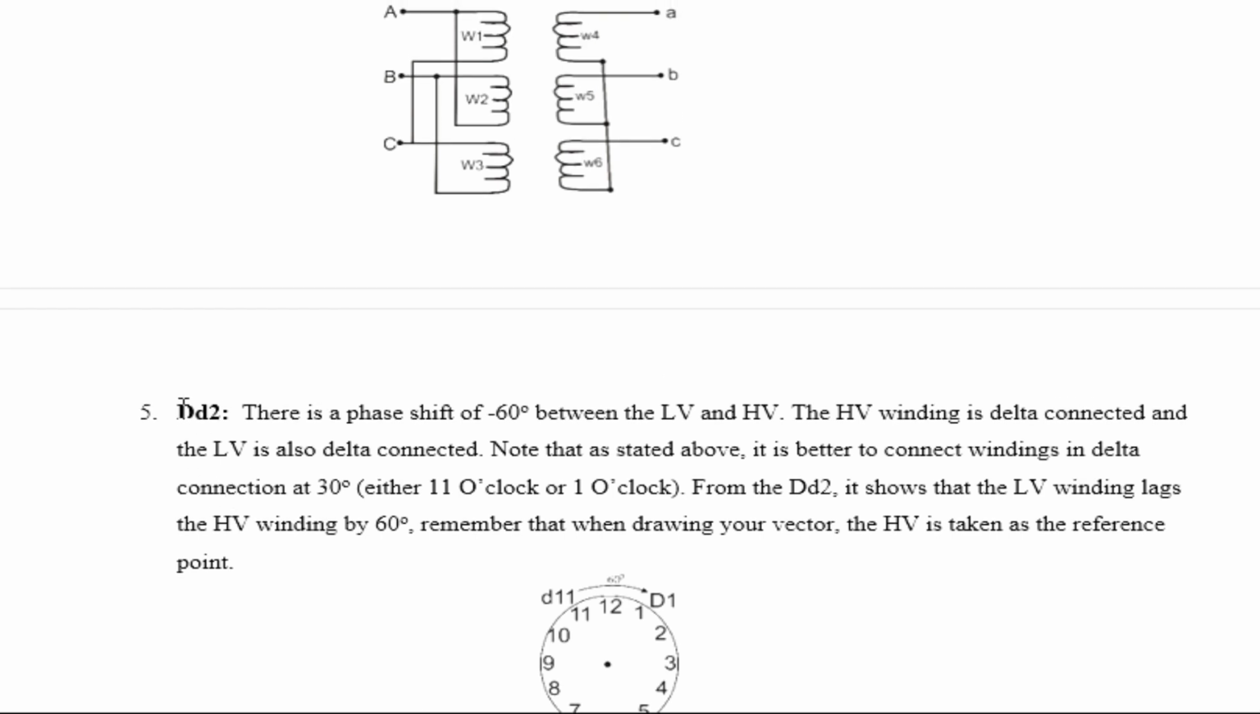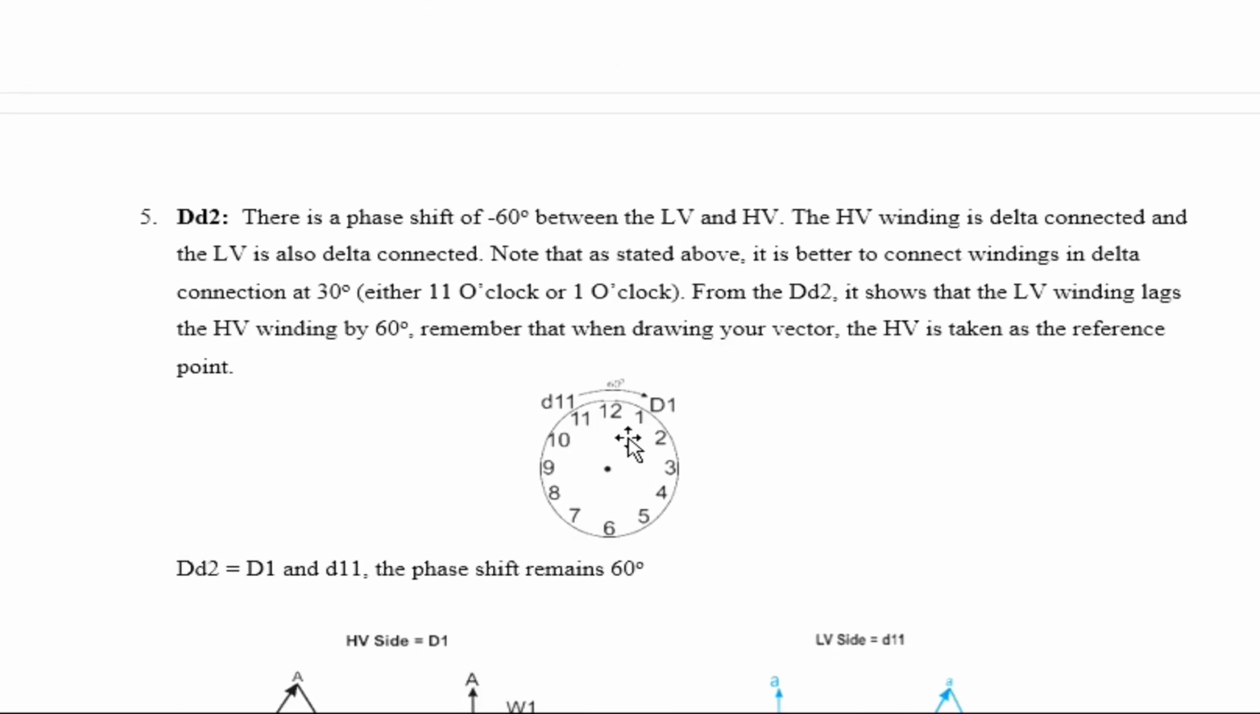So which position should you put to ensure that D is leading? It shows that small d is lagging behind big D by 60 degrees. So if we put our big D at 1 o'clock and our small d at 11 o'clock, it's still 30 degrees: 1 to 12 is 30 degrees, and 12 to 11 is 30 degrees. That means 1 to 11 is 60 degrees. So you can see that it's leading. That means d11 is behind D1 by 60 degrees.